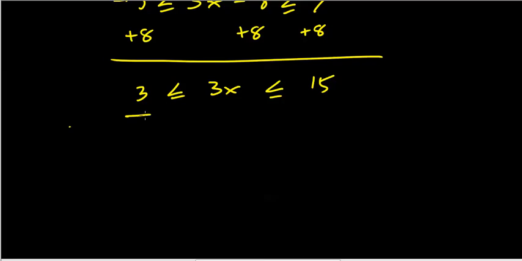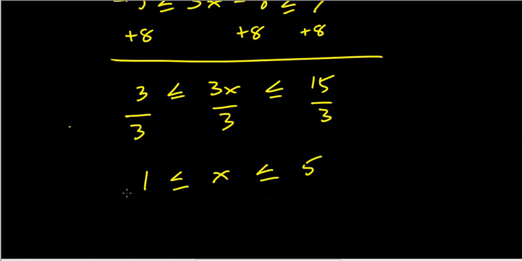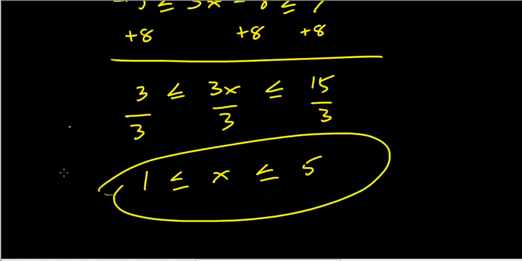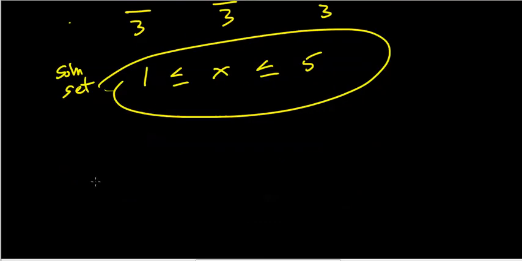Alright, here I'll want to then divide every piece through here by 3. I get 1 on the left boundary, x in between, and 15 over 3 is reducing to 5, of course. So this is my solution set. And really this is a fancy way to talk about all x values, all real number values between 1 and 5. Less than 5 and greater than 1, right?